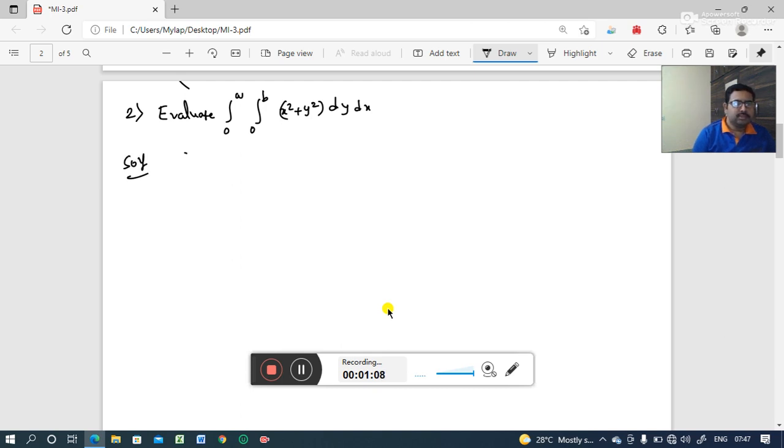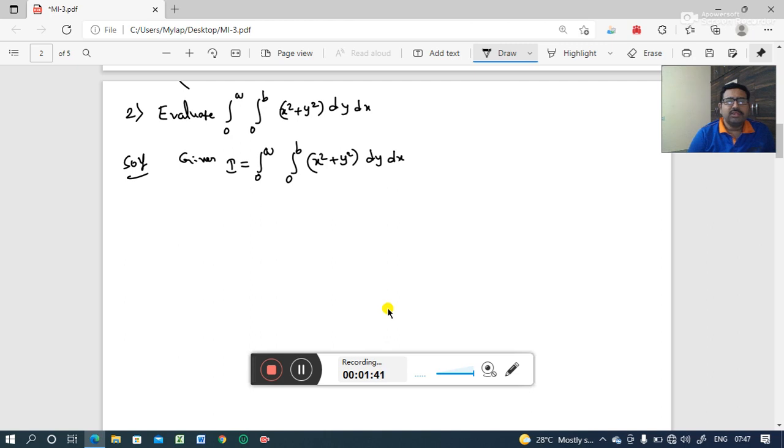So given is I integral is equals to integral 0 to a, second integral is from 0 to b. The given function is x square plus y square into dy dx. Look at the problem and try to identify the limits. The given limits are from 0 to a and 0 to b. It means that both are constant limits.